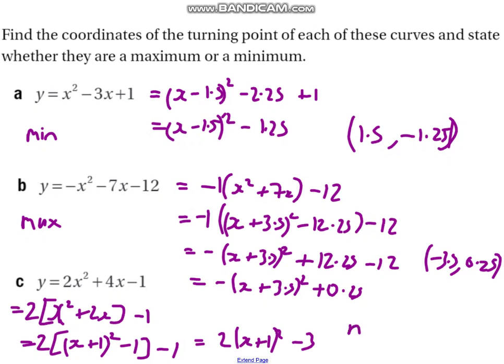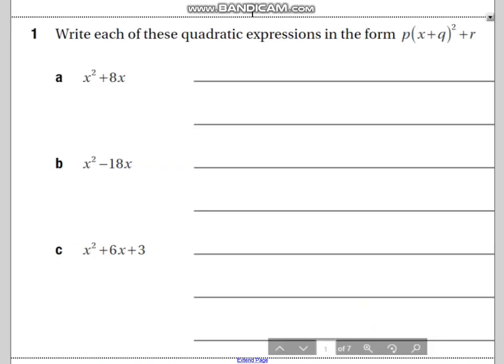This is going to be a minimum because it's a positive x squared graph, so it's going to be shaped like this. This is negative x squared, means that one was shaped like that, of course. And the minimum is going to be at minus 1, because that was to make this bit 0. When that bit is 0, what's left is minus 3. Sorted.